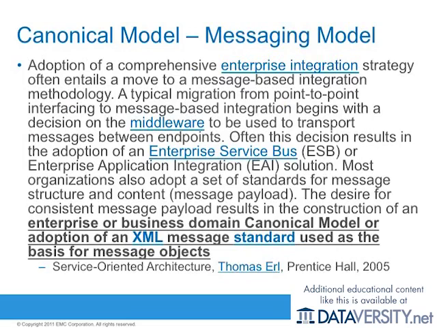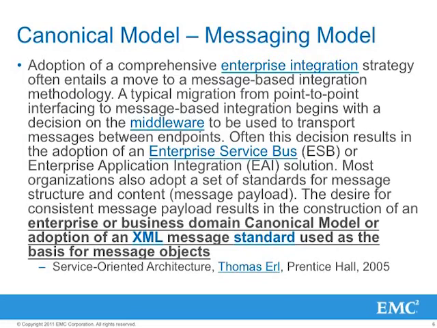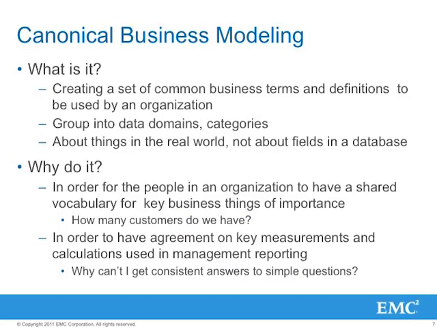So if you're doing an enterprise integration strategy, one of the things you will talk about is a hub and spoke architecture, and there's the hub. So you need a canonical model for the hub in your hub and spoke architecture, and that's the second definition of canonical model. And the canonical business model is a common set of business terms used by an organization.